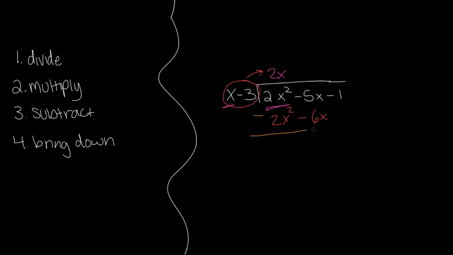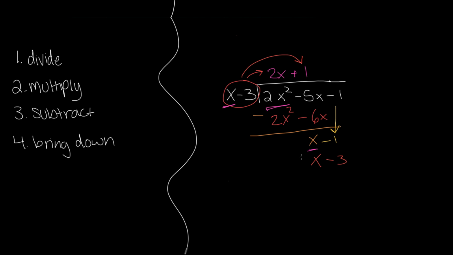Next, we subtract. So 2x squared minus 2x squared is 0, and minus 5x minus negative 6x is just going to give us x. Now we bring down the next number. That's going to be minus 1. And then repeat the steps all over again. So x divided by x is going to give us 1. And then we multiply the entire thing by what we just got. So x minus 3 times 1 is going to be just x minus 3.